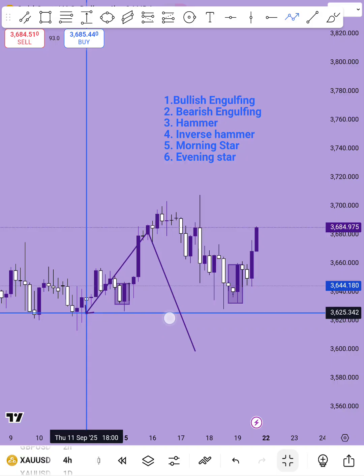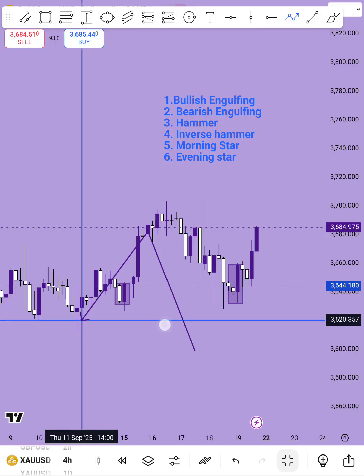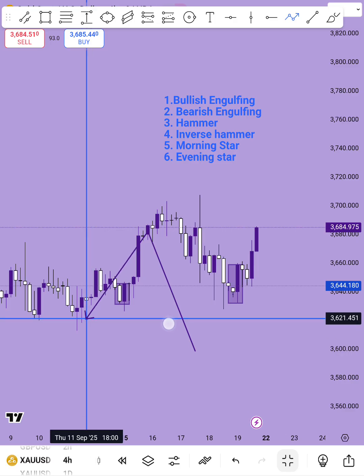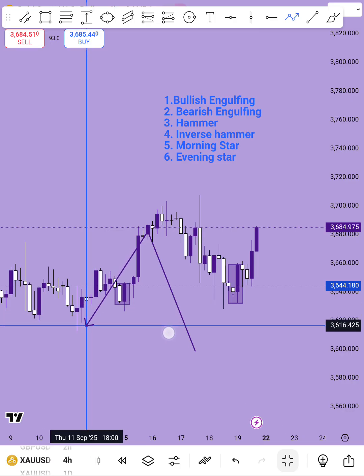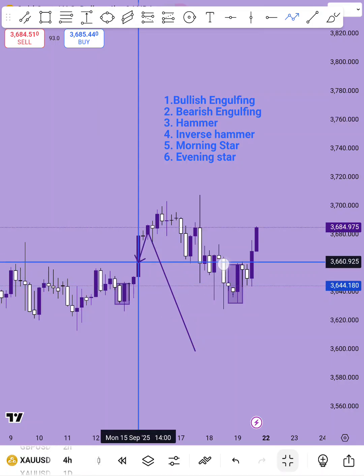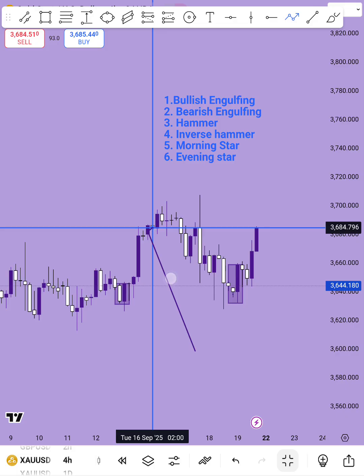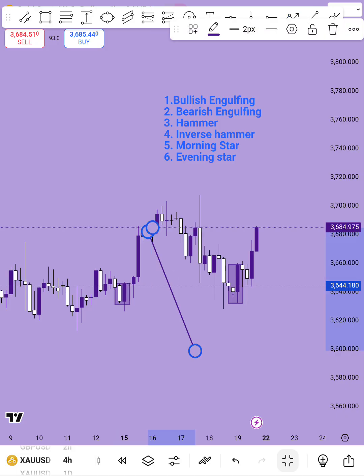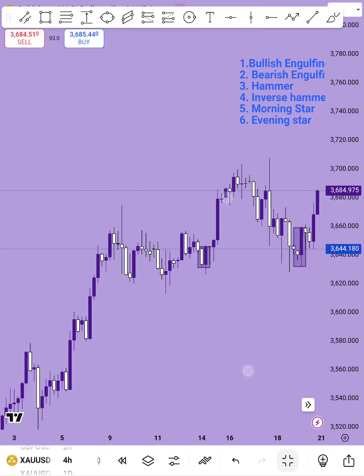Look at the wick. This wick here. I spoke about wick in my last video. If you don't know what wick is, go and watch the video. You will learn about wick. So this is the wick. After this long wick rejection upward, then the price began to push up. That's the work of a bullish hammer.